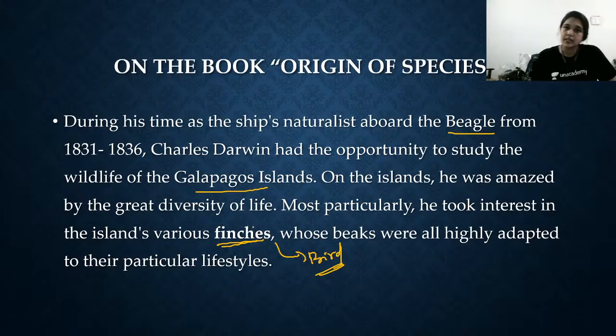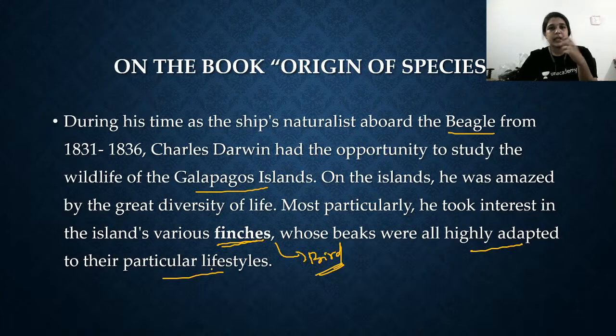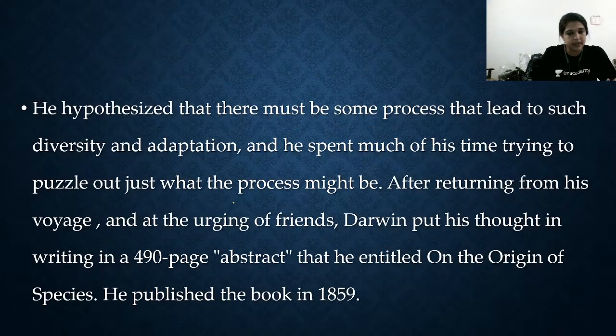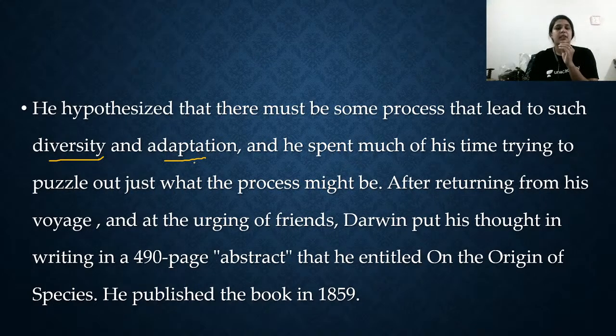These finches are not just available on that island. Finches are spread in many parts of the world. But on that particular island, the beaks were highly adapted to a different lifestyle. According to whatever food is available on that island, the beaks had started changing. The beak had changed according to whatever food they had. So he hypothesized that there must be some process that led to this diversity and adaptation. So he is trying to bring in a different theory about all these changes.